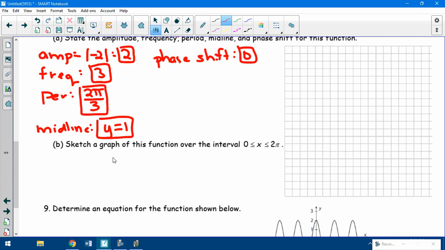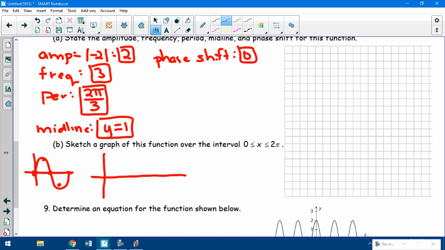Okay, now here's where it's a little tricky. Sketch a graph of this function over the interval from 0 to 2 pi. So some of you graphed one cycle. So one cycle of this function, remember, picture what sine normally looks like. Where does sine start? Midline. Then it goes up, comes back to the midline, down, and back to start. So that's what sine normally looks like.